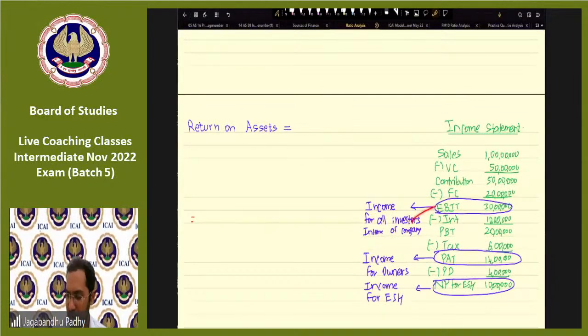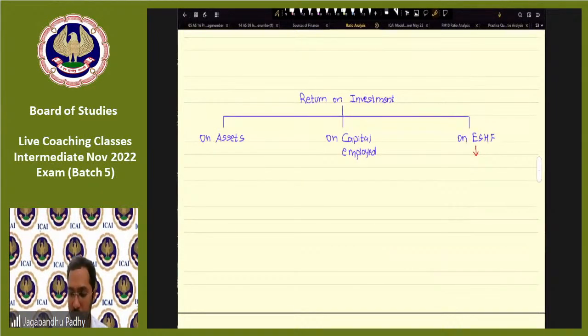Now, based on this understanding, we have to do some return ratios. But those return ratios we will take up in Thursday's class, because I don't want to rush through these ratios right now. So I'll just take up any queries that you have right now.